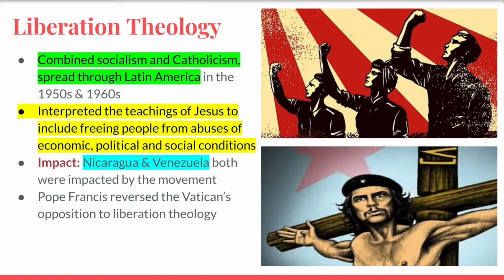We also have a movement called liberation theology, which has a religious connotation and infusion. And this combines socialism and Catholicism, and it spread through Latin America in the 1950s and 60s. Now let's remember Latin America's long history with European countries deeply rooted in Catholicism. And that's where the roots of this really take place. So they interpreted the teachings of Jesus to include freeing people from abuses, right? Political activism, the abuses of economic, political, and social conditions. This had a huge impact in Nicaragua and Venezuela. They were both impacted by the movement.